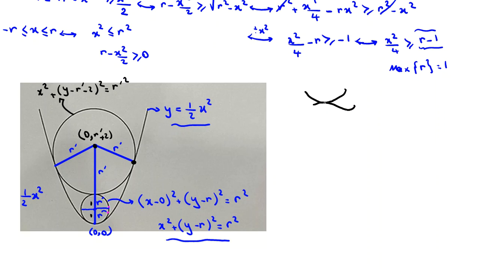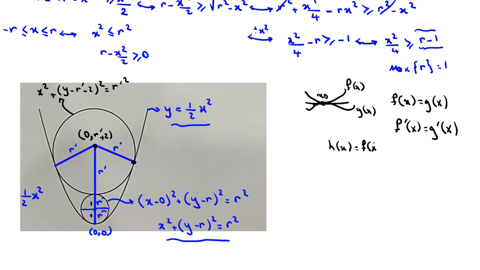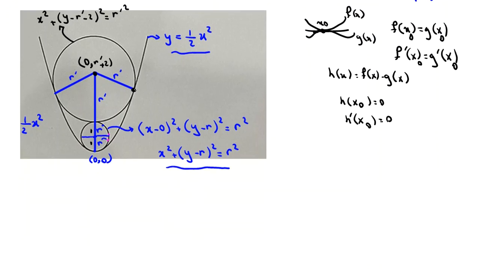When you have two functions that are equal and also tangent to each other, you can say the equations are equal. For example, suppose at x0, we have f of x and g of x. Then you can say f of x is equal to g of x, and also f prime of x equals g prime of x. Or you can define h of x equal to f of x minus g of x, and then h of x0 equals 0, and h prime of x0 equals 0, because it will be f prime minus g prime, which equals 0. So we use these things. Here I write both equations because they are equal and also tangent to each other.